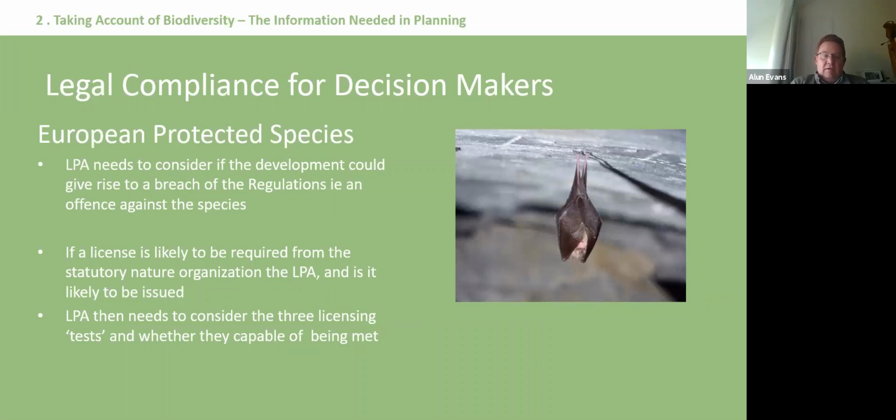And the local planning authority needs to consider in detail if a development could give rise to a breach of the habitat regulations, i.e. an offence to the species. It also needs to consider whether a licence will be required from the statutory nature organisation, i.e. is a licence required from NRW in Wales, Natural England, etc., and is one likely to be issued? And then the LPA also needs to consider the three licensing tests and whether they are capable of being met by the application.